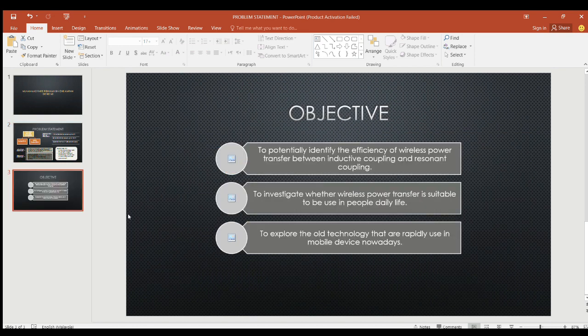And now I will continue with our objectives for this project. To identify the efficiency of wireless power transfer between inductive coupling and resonant coupling. To investigate whether wireless power transfer is suitable to be used in people's daily life. And lastly, to explore the technology that is rapidly being used in mobile devices nowadays.